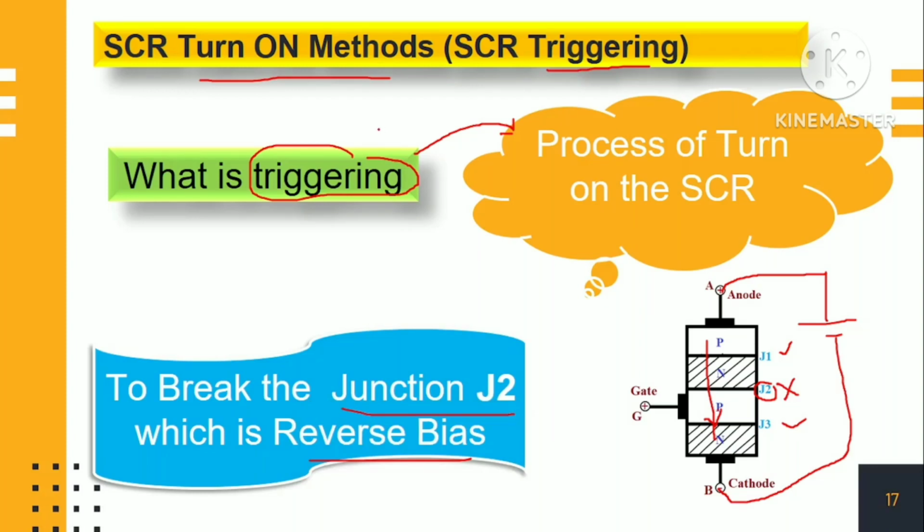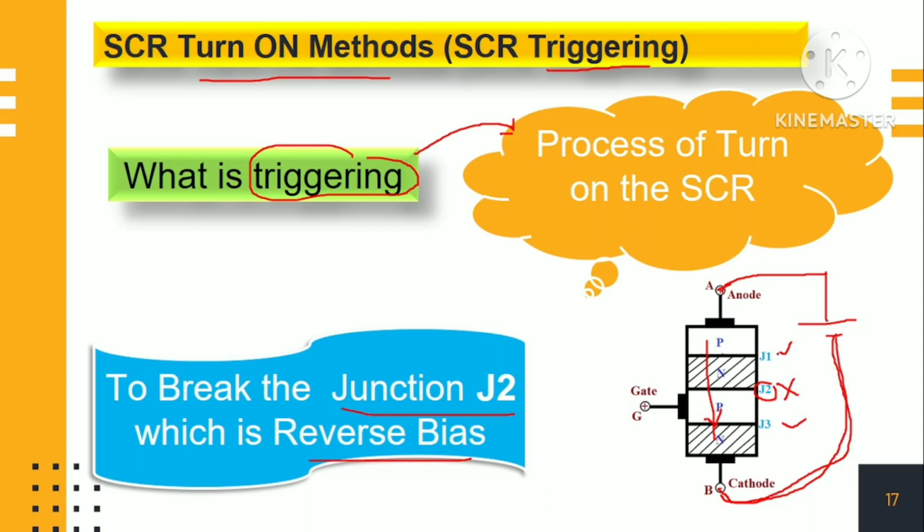In this video, we are going to see the turn on methods of SCR, otherwise called SCR triggering methods. First of all, we should know what triggering is. It is a process to turn on the SCR. When the thyristor or SCR is forward biased, that means the anode is connected to the positive supply and the cathode is connected to the negative supply.